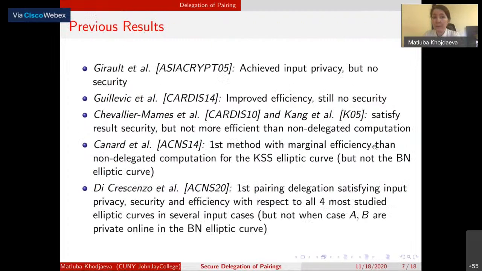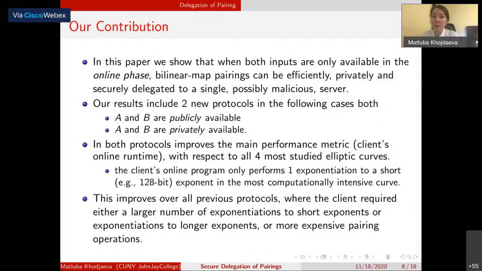So now, the previous results. There were previous results trying to delegate the pairings, but their result was either that privacy held but security didn't hold, or the efficiency was not as good as non-delegated computation. Our previous results, which we also published recently, were specifically for the BN elliptic curve, and didn't beat non-delegated computation. So in this paper, we show that when both inputs are only available in the online phase, the bilinear map pairing can be efficiently, privately, and securely delegated to a single, possibly malicious server.